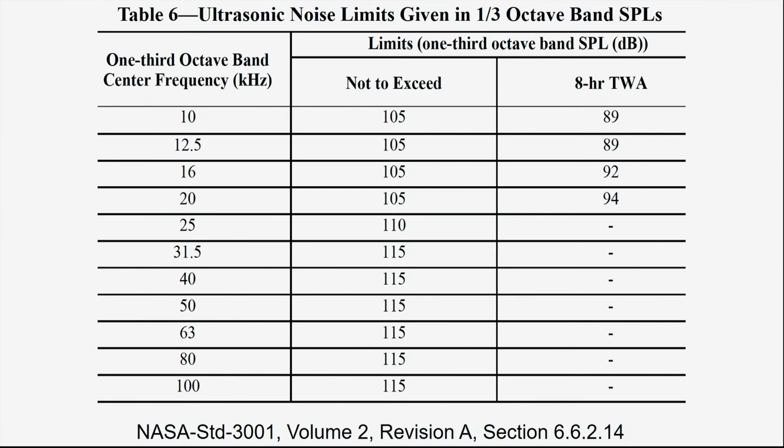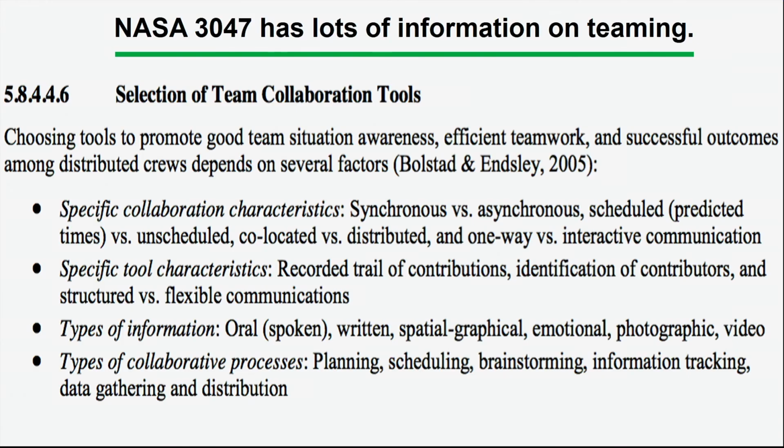Here's an example of some of the information from that NASA document, Standard 3001. So here are ultrasonic sound limits. The focus traditionally was on things people can hear, but not things people cannot hear. And you notice it's all very low frequency, and here are the intensity levels that should not be exceeded. Again, this is in this document and not in other documents that I know of that are general towards the topic of human factors.